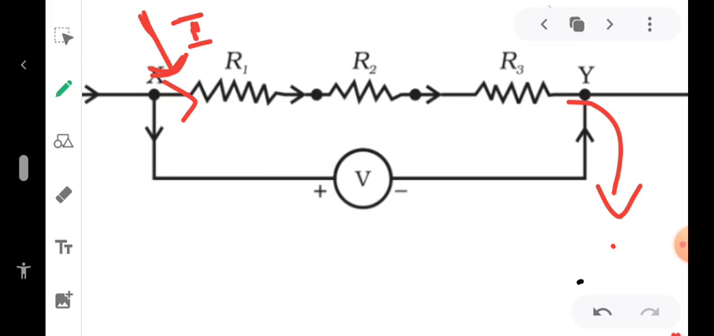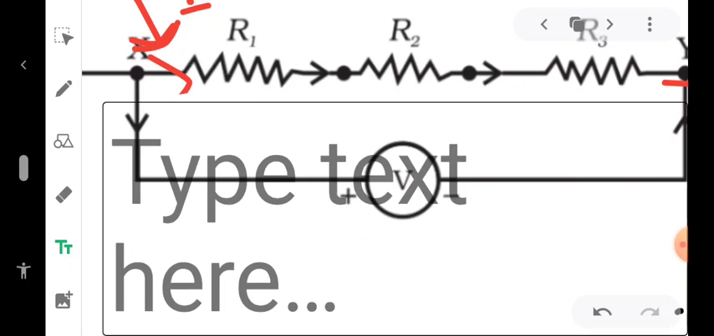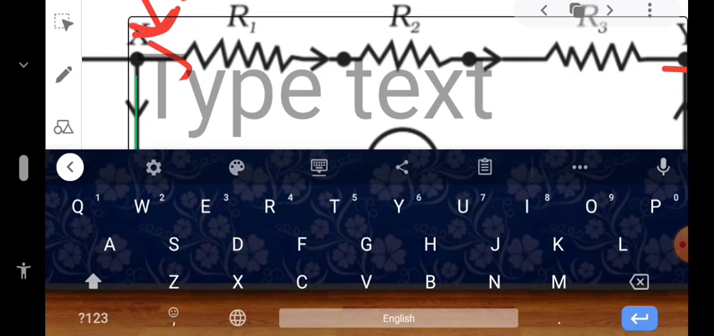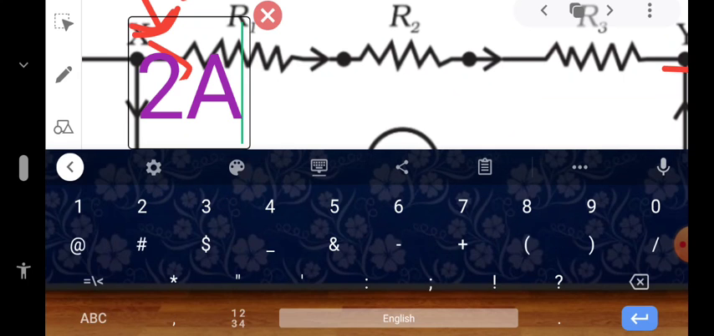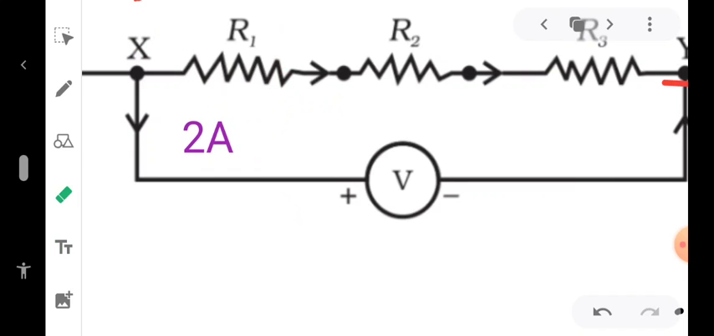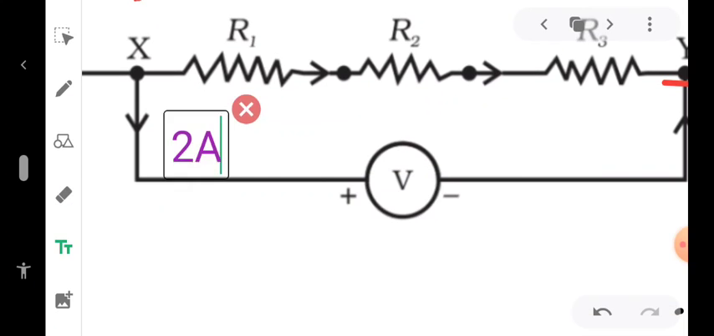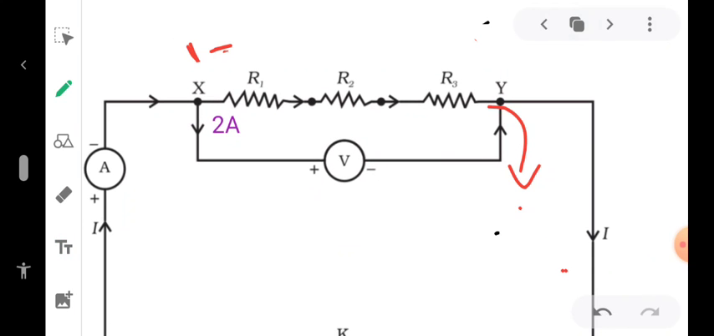For example, what is the unit of current? The unit of current is ampere. So say, for example, 2 ampere of current, which is going inside through R1.